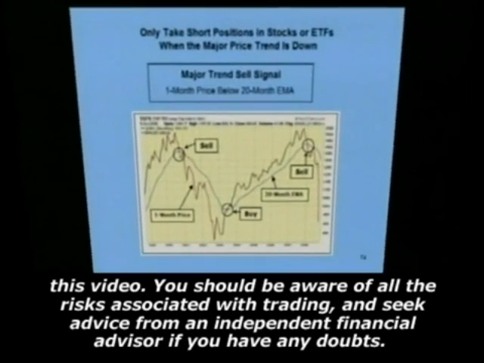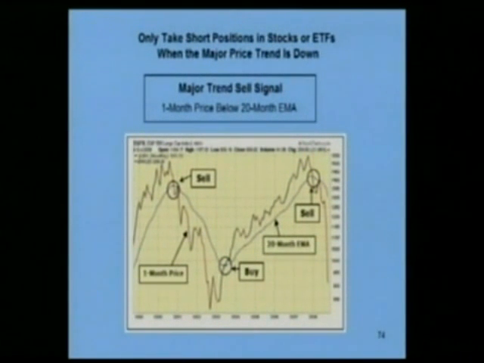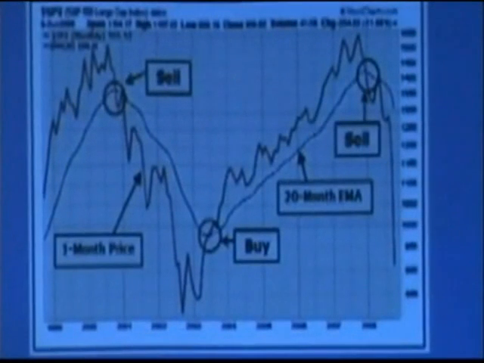Okay, so you only want to take short positions in stocks or ETFs when the major price trend is down. Here's an example of this. This is the S&P 500, and right here the S&P 500 is on a buy signal because this is the 1-month price and it's above the 20-month price. So when it's on a buy signal, you don't want to take any short positions in here. Here it's on a sell signal, so it's okay.